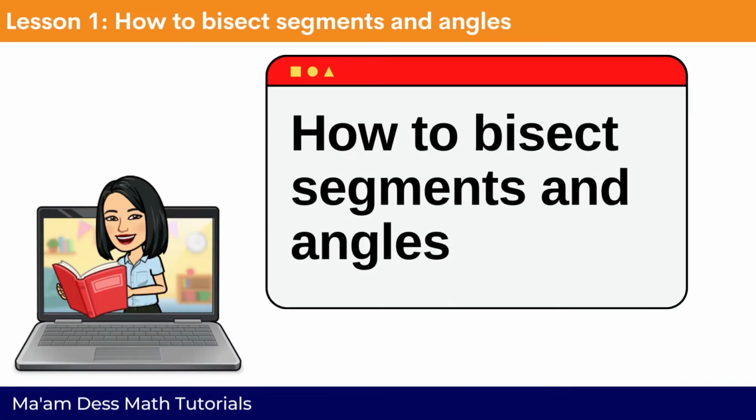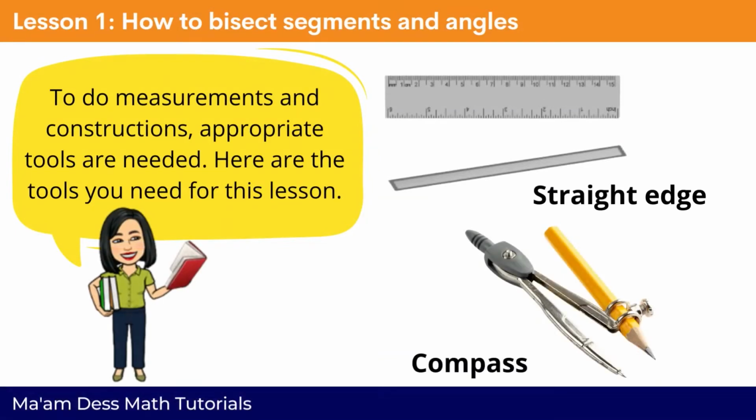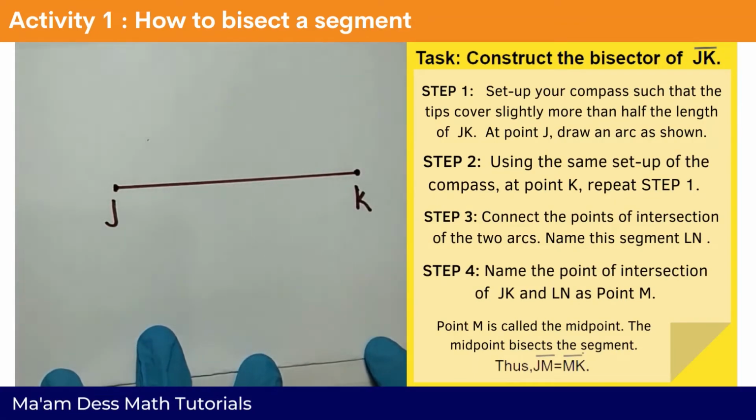Lesson 1. How to bisect segments and angles. To do measurements and constructions, appropriate tools are needed. Here are the tools you need for this lesson. Again, straight edge and compass. Our task is how to bisect a segment. So, construct the bisector of JK.